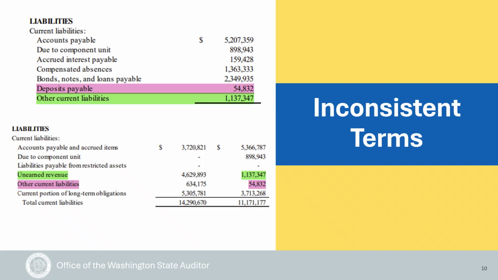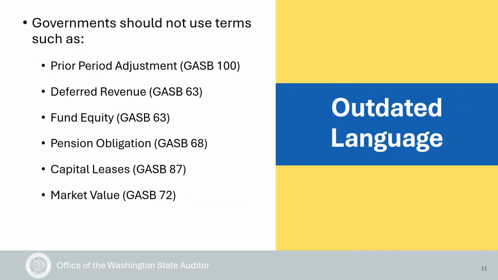We want to use the same terms for balances consistently through the financial statements and notes so that we can be transparent to our readers about what is occurring at our government. As GASB has released new statements, they have changed some language which you will want to make sure has been adjusted in your financial statements. These include prior period adjustments, which is a new change. When these changes occur, we recommend that you search your financial statements, in particular the notes and MD&A, for the outdated terms.